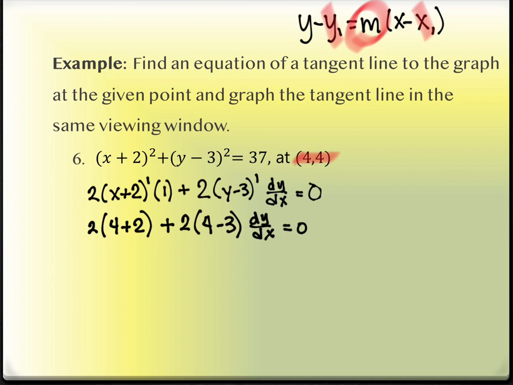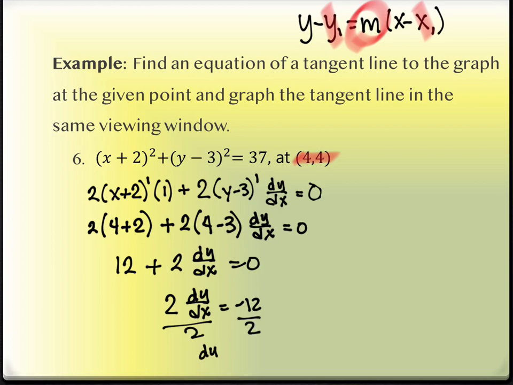So let's do some of this arithmetic. I have 4 plus 2, which is 6. And then 6 times the 2 on the outside is 12. Next one. I have 4 minus 3, which is 1, times the 2 on the outside, which would give me 2. And then I have dy/dx. Now you'd be able to look at this and just tell me what dy/dx is. But if it were more complicated and you couldn't, we would first move the 12 to the other side. So you'd have minus 12. And then we'd divide by 2. And we would get that the slope, which is what I'm looking for, or dy/dx, is equal to negative 6.